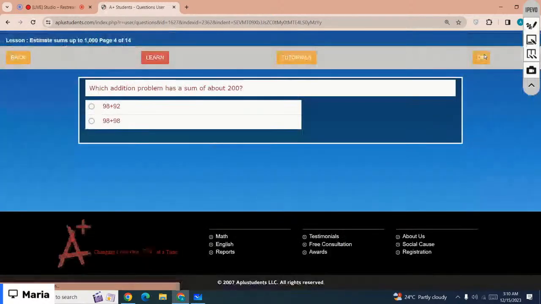Okay, the next one is which addition has a sum of 200? Which is the correct option? Option 1 or option 2? 98 plus 92 or 98 plus 98? Which is the correct option? Very good. That is option number 2. 98 plus 98 is the correct option because they both round off to 100 and 100 plus 100 makes 200, right? The correct option is the second one. Very good.